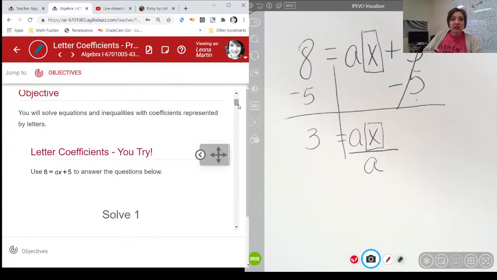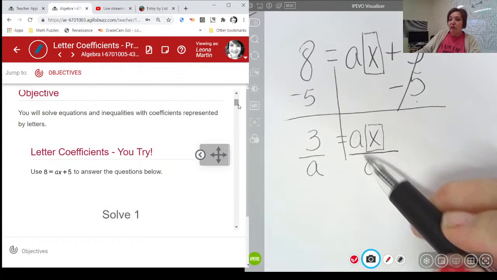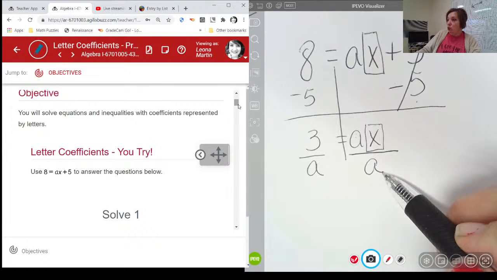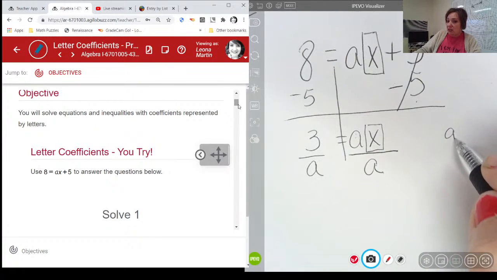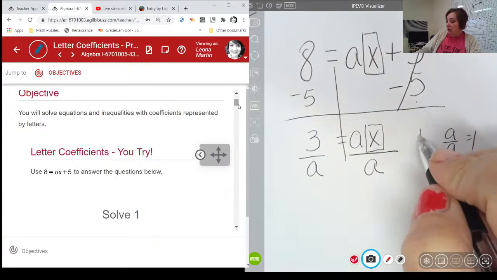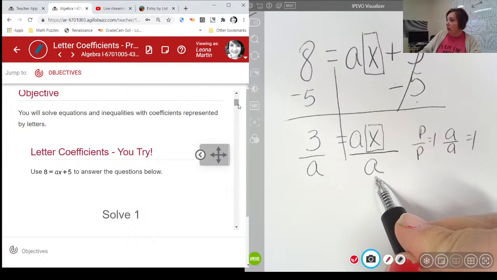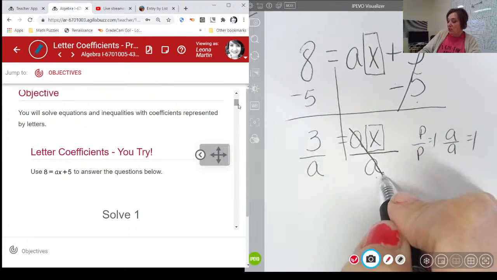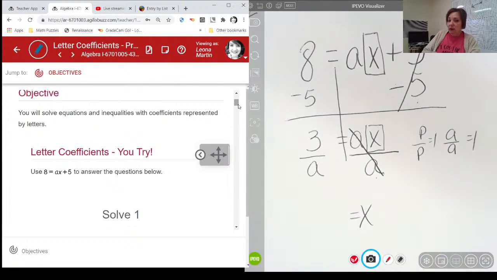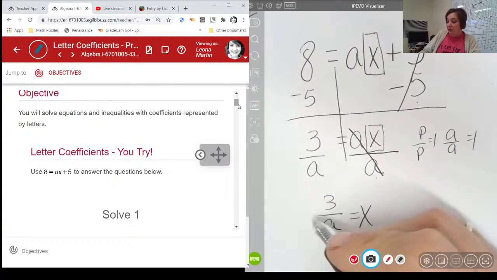But if I do it to one side, I got to do it to the other. So what is something divided by itself? It's 1. Even if that thing is an a. So a divided by a still equals 1, right? P divided by P still equals 1. Right? So a divided by a is 1, but 1 times x is just x. So we say, oh, they cancel. And that leaves me with x over there. And then what do I have over here? 3 divided by a. And this is my answer.